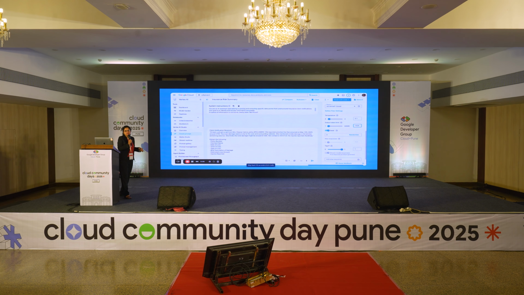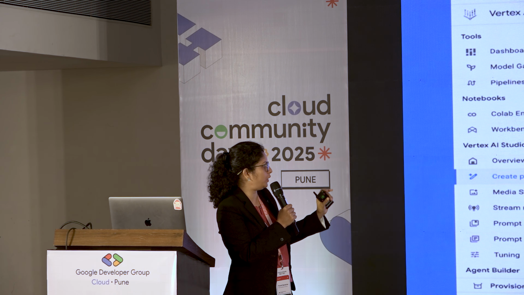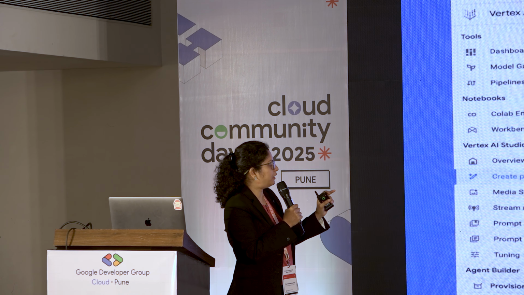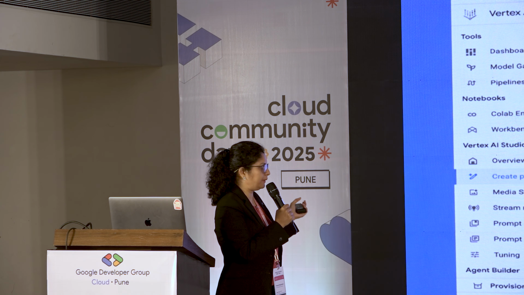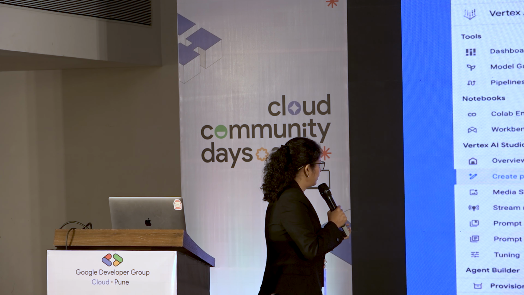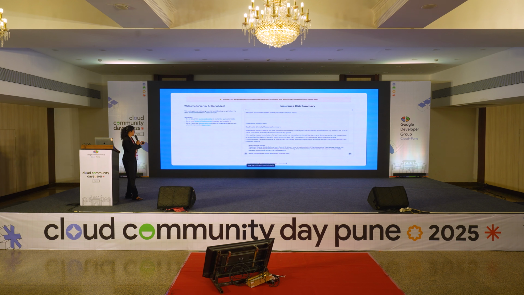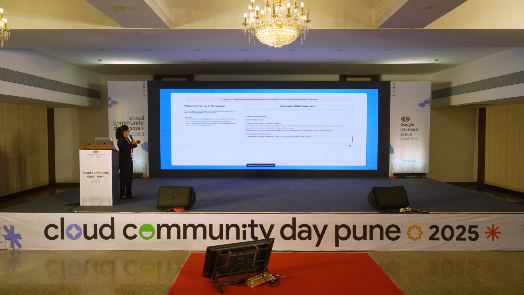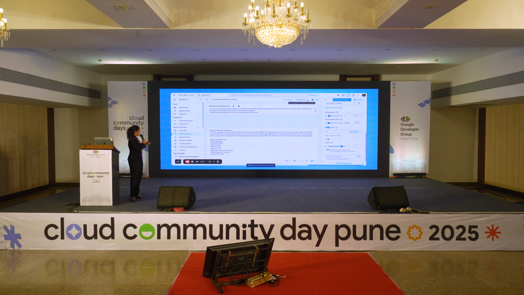Then again, we can change the temperature. As we discussed, we are looking for the exact details, so we are lowering the temperature and we are not utilizing multiple tokens here. So let's see. Yeah, so we are getting just the exact information that we are looking for.